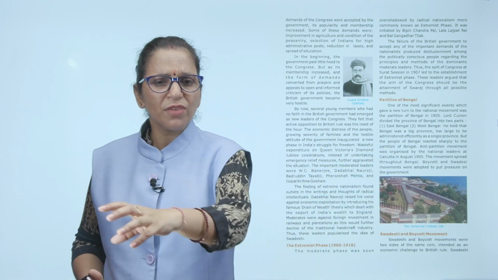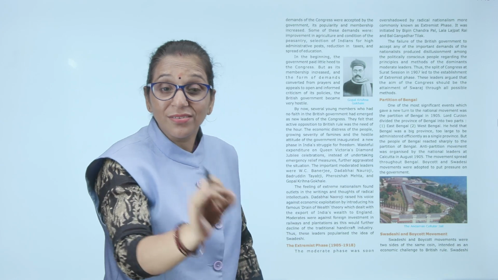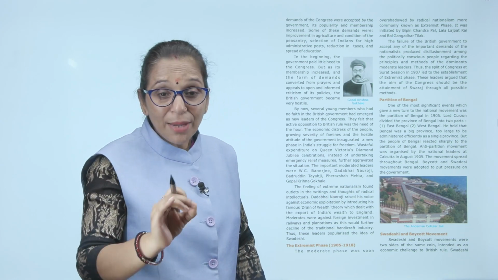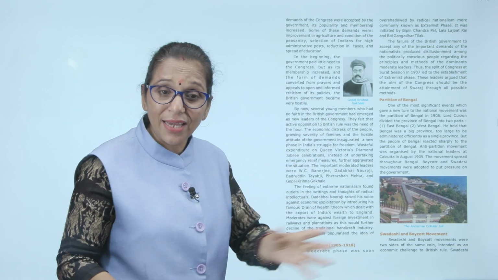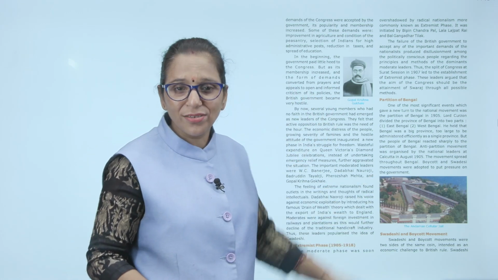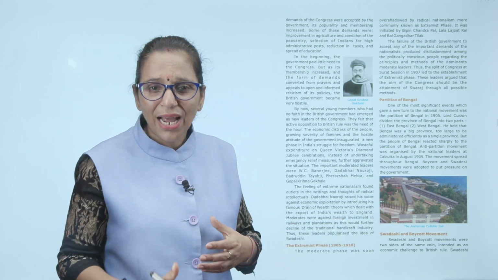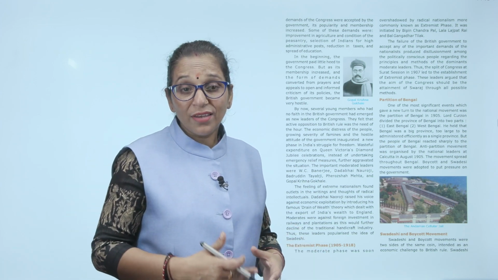Economic distress of the people, growing severity of the famine, and the hostile attitude of the government inaugurated a new phase of India's struggle for freedom. And what happened? Wasteful expenditure on Queen Victoria's Diamond Jubilee celebration instead of undertaking emergency relief measures. The important moderate leaders in the early phase of the INC were W.C. Banerjee, Umesh Chandra Banerjee, Dadabhai Naoroji, Badruddin Tyabji, Firoz Shah Mehta and Gopal Krishna Gokhale. But later on, the young leaders wanted the agitational method, the feeling of extreme nationalism arose, and radical intellectuals emerged.